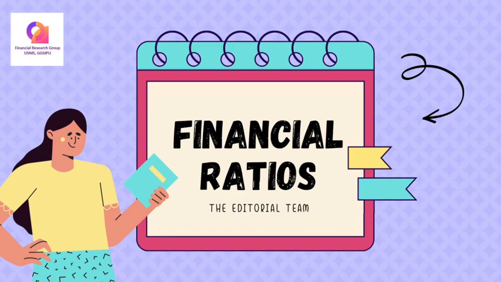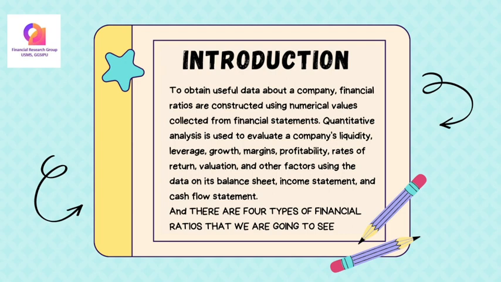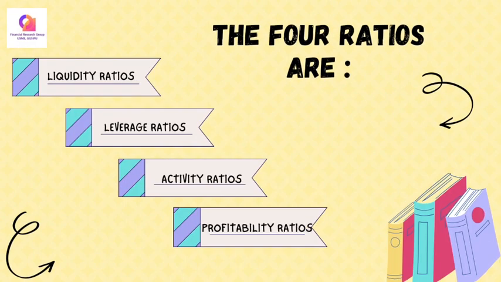So let's get started. What is a ratio? A ratio is a way to show a relationship or compare two numbers of the same kind. We use ratios to compare things of the same type. There are four types of ratios: liquidity ratios, leverage ratios, activity ratios, and profitability ratios.